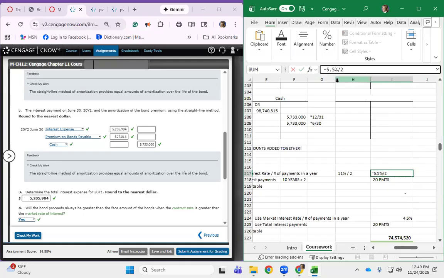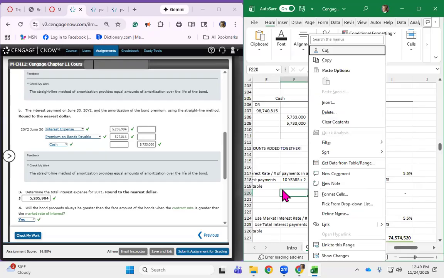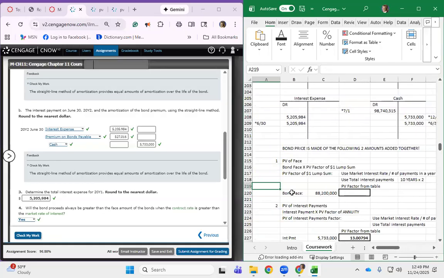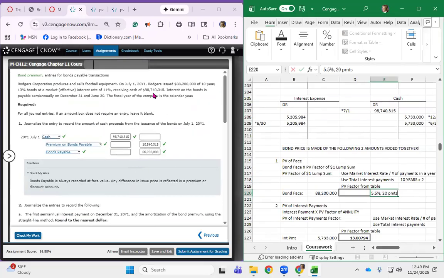My payments are 10 years times 2. So I'm taking 11% divided by 2, which is 5.5, and 20 payments. So you'll need 5.5 and 20 payments to look up the right factor. Okay, we're going to have to look up a factor. 5.5% for 20 payments. Okay, so let's use that first.